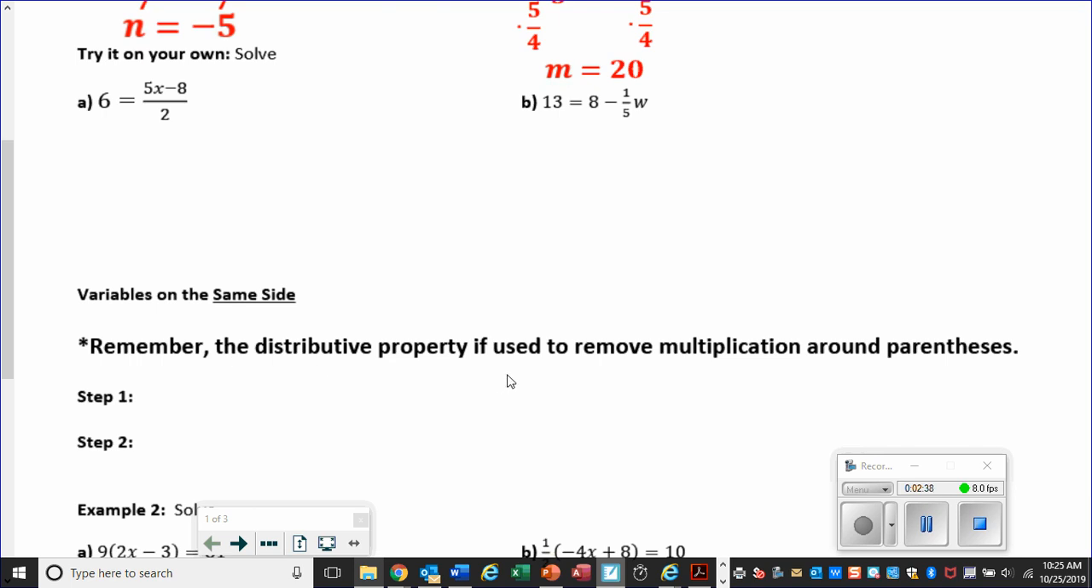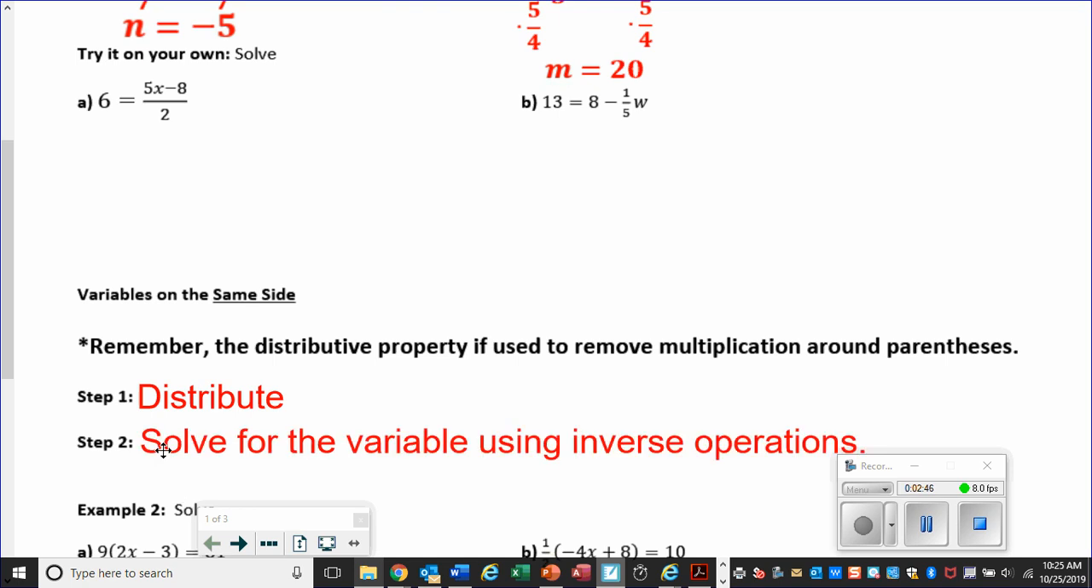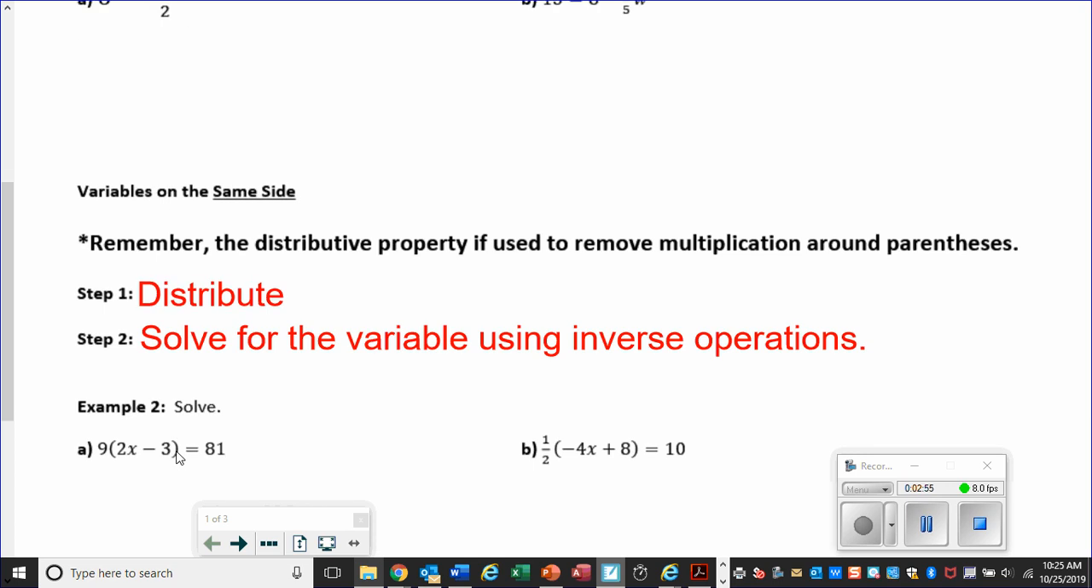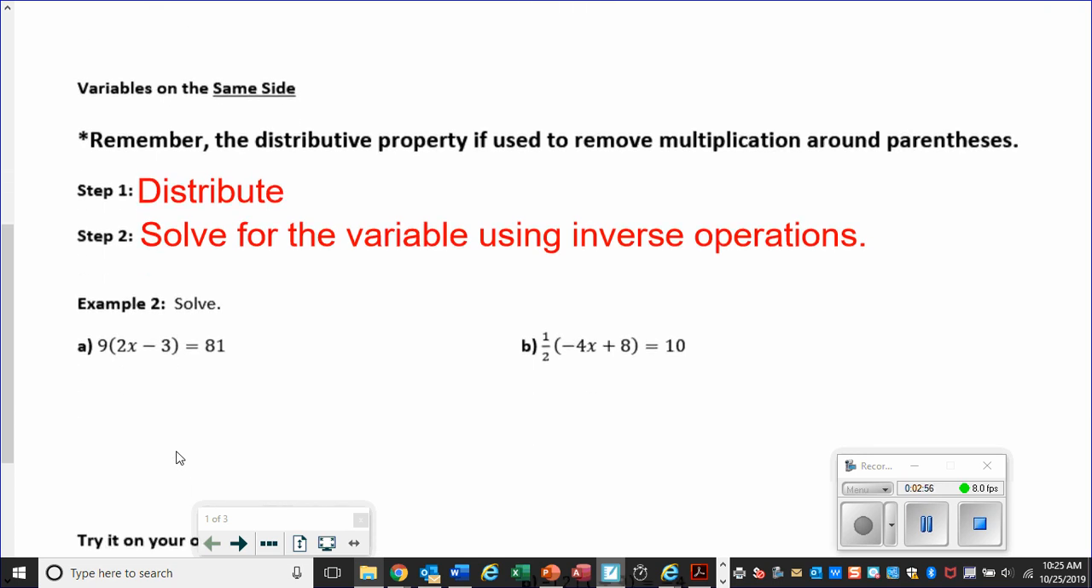So remember, the distributive property is used to remove multiplication around parentheses. Step 1, we're going to distribute. We're always going to distribute first. Step 2, for these problems, we're just going to solve for the variable using inverse operations. So these are only distributive property. Okay? So example 2, we just need to solve it.